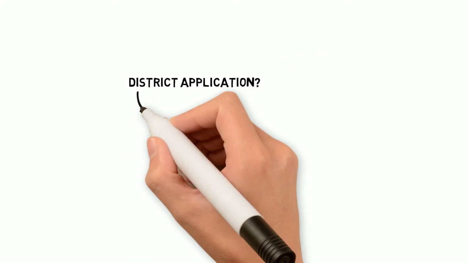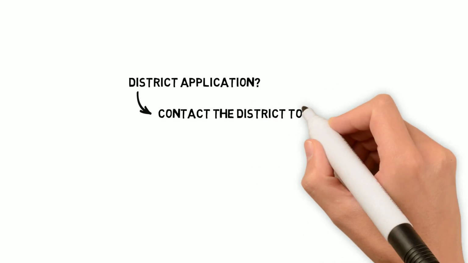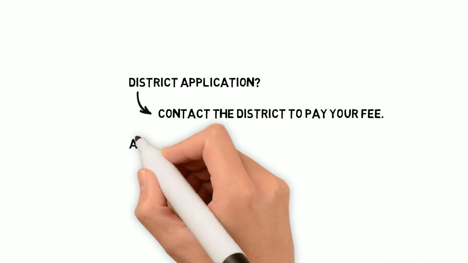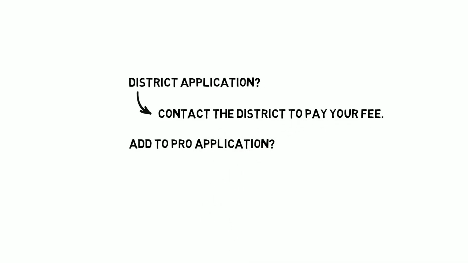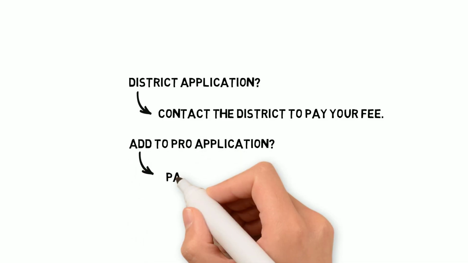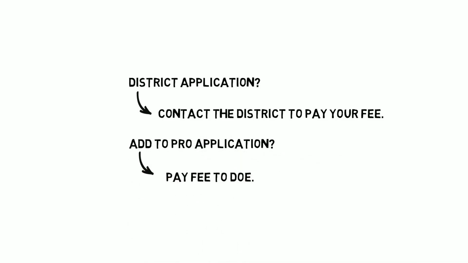If you completed one of the District Add applications, contact the district to pay your application fee. If you completed the Add to Pro application, you'll pay the fee to DOE right after you click Submit.